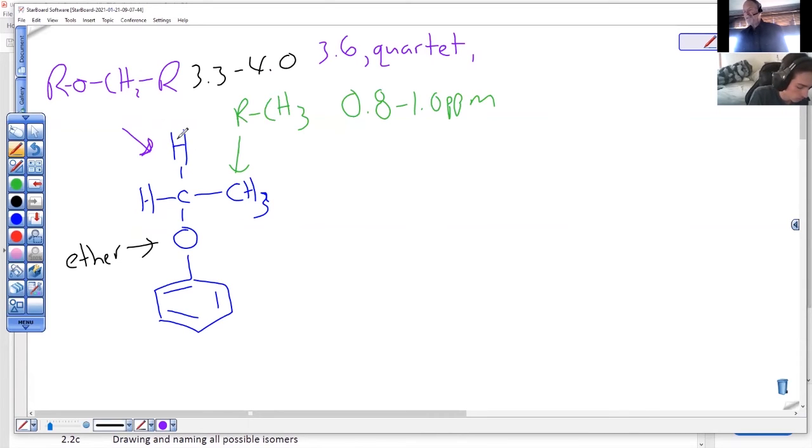So how many neighbors does this H have? Well, this is not a carbon, so there's no neighbors here. There's a vicinal carbon with 3 neighbors. 3 plus 1 is 4, giving a quartet.